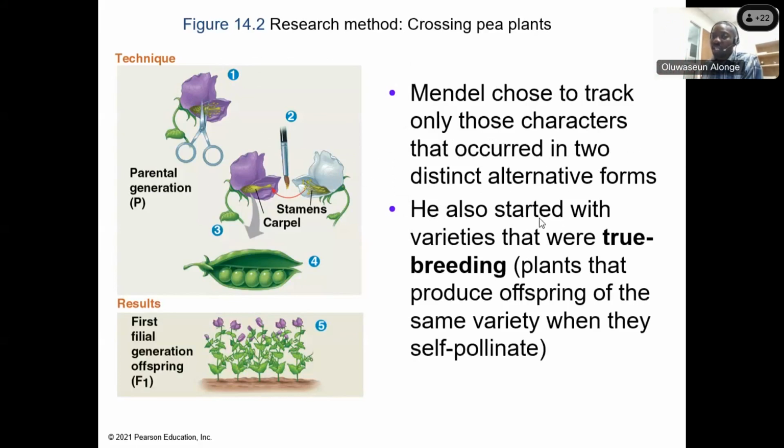Now he also started with varieties that were true breeding. Now, what are true breeding plants? They are plants that produce offspring of the same variety when they self-pollinate. I will explain that to you.